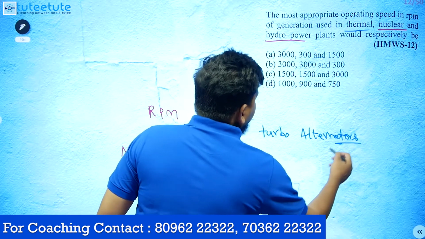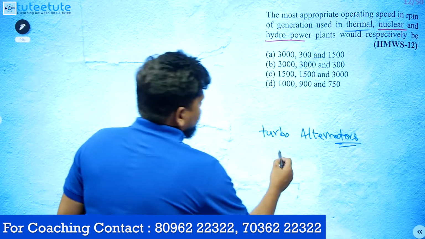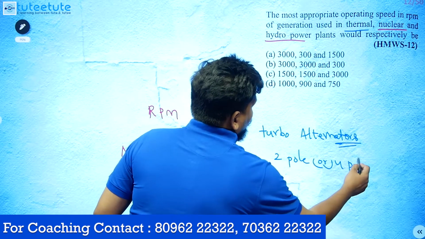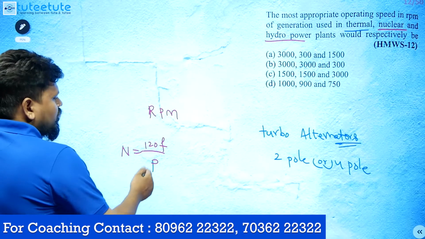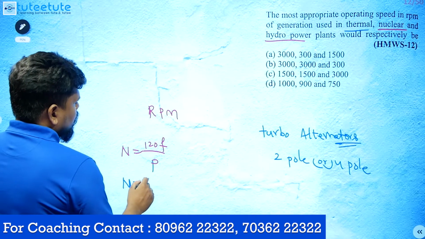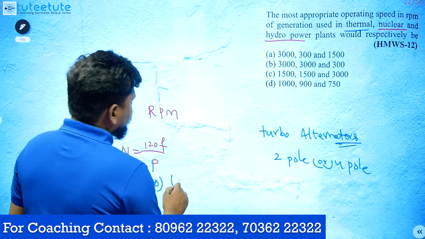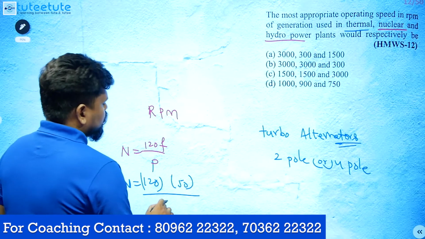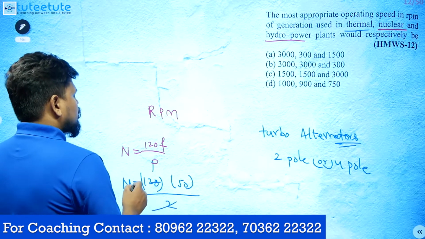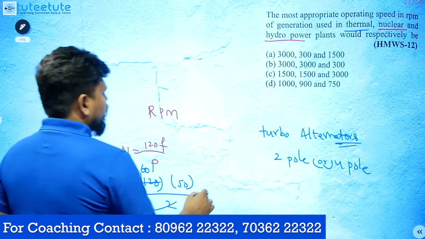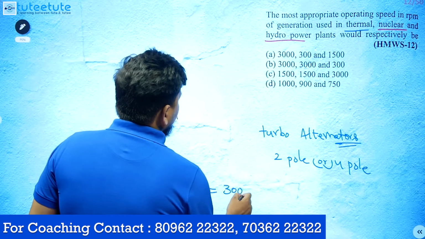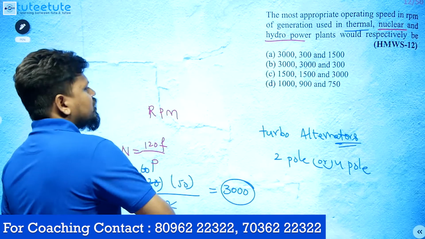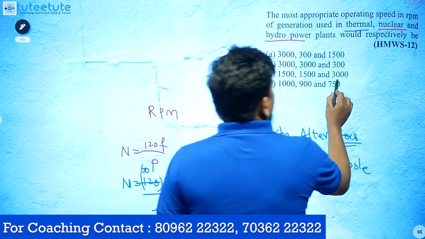Generally turbo alternators have either 2 poles or 4 poles. For example, if 2 poles are there, N equals 120 into the frequency, which is 50 hertz, divided by P. P equals 2, so 120 by 2 gives 60, into 50 is nothing but 3000. This is the actual speed in turbo alternators. For a 2 pole generator it is 3000 RPM.